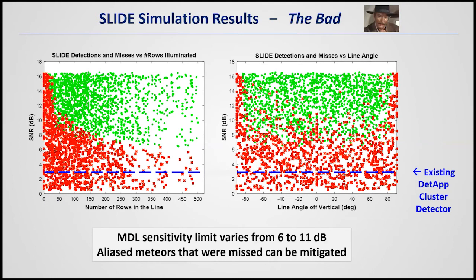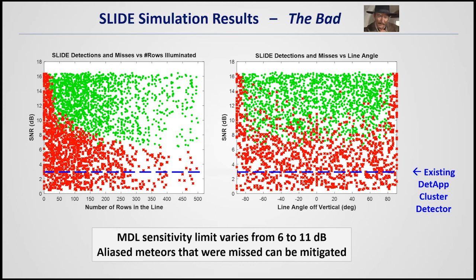However, when you took a look at the performance level in terms of signal to noise ratio and the length of the meteors, or the number of rows presented to the algorithm where the meteor is actually illuminated, you can see that those red crosses start to really run into a problem with very, very short meteors that don't span very many rows across the image. And you can see the blue dashed line is where our current existing DEDAP cluster detector operates. And so we were sitting way above that line.